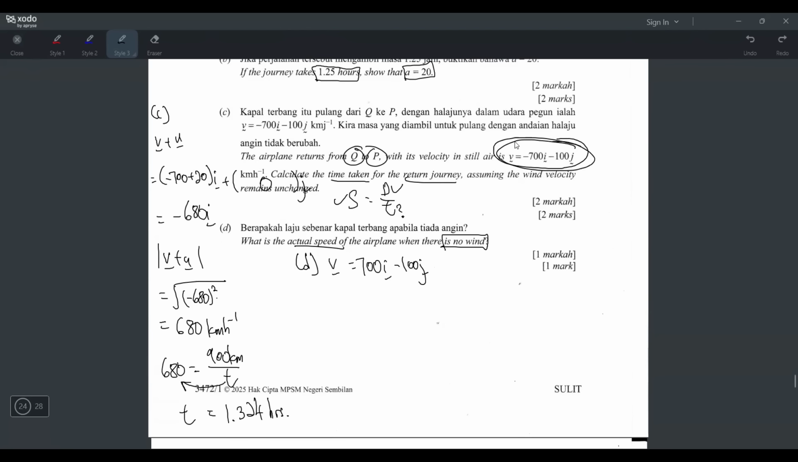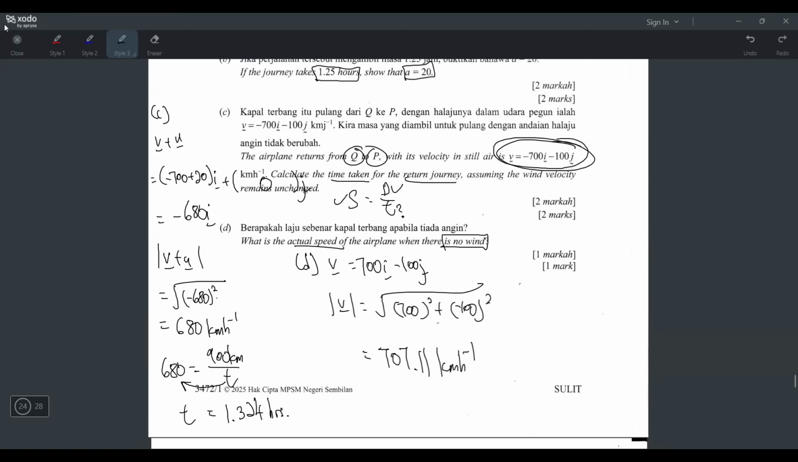Actually, it doesn't matter. You'll get the same answer, because when you find magnitude, you take square root of bracket square plus bracket square, and you put the number before ij, which is 700 and negative 100. If you use the other one, you write negative 700 here and negative 100 there, and when you square a negative, you get back the same number. Negative 700 square and 700 square is the same thing, so the negative doesn't even affect the answer. So you can take any one. The actual speed of the aeroplane when there is no wind, you press this and you get 707.11, and since it's a speed, the unit is km per hour.